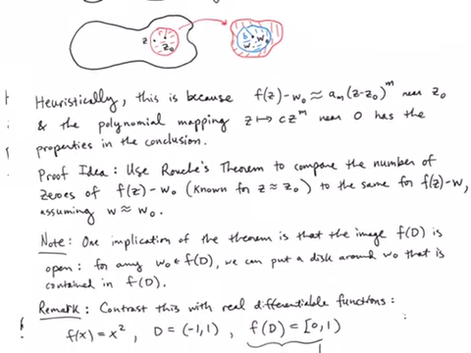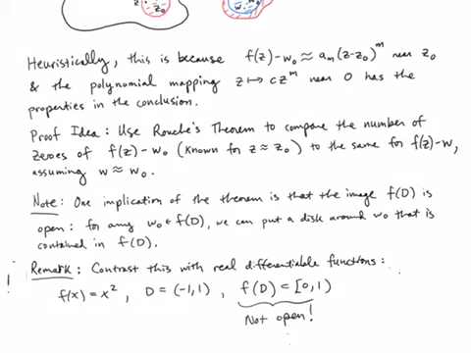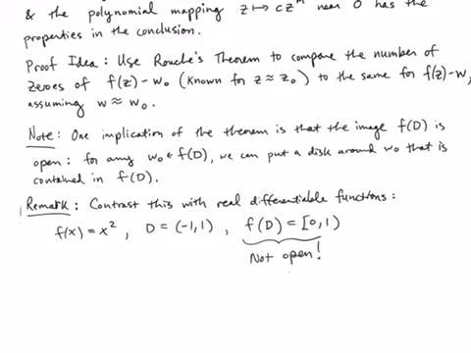If you can put a little disk around any point in the set and that disk is still contained in the set. So what we're saying here is that the image of any domain by an analytic function is open. And you can contrast this with real differentiable functions, even the simplest kind of real differentiable functions.